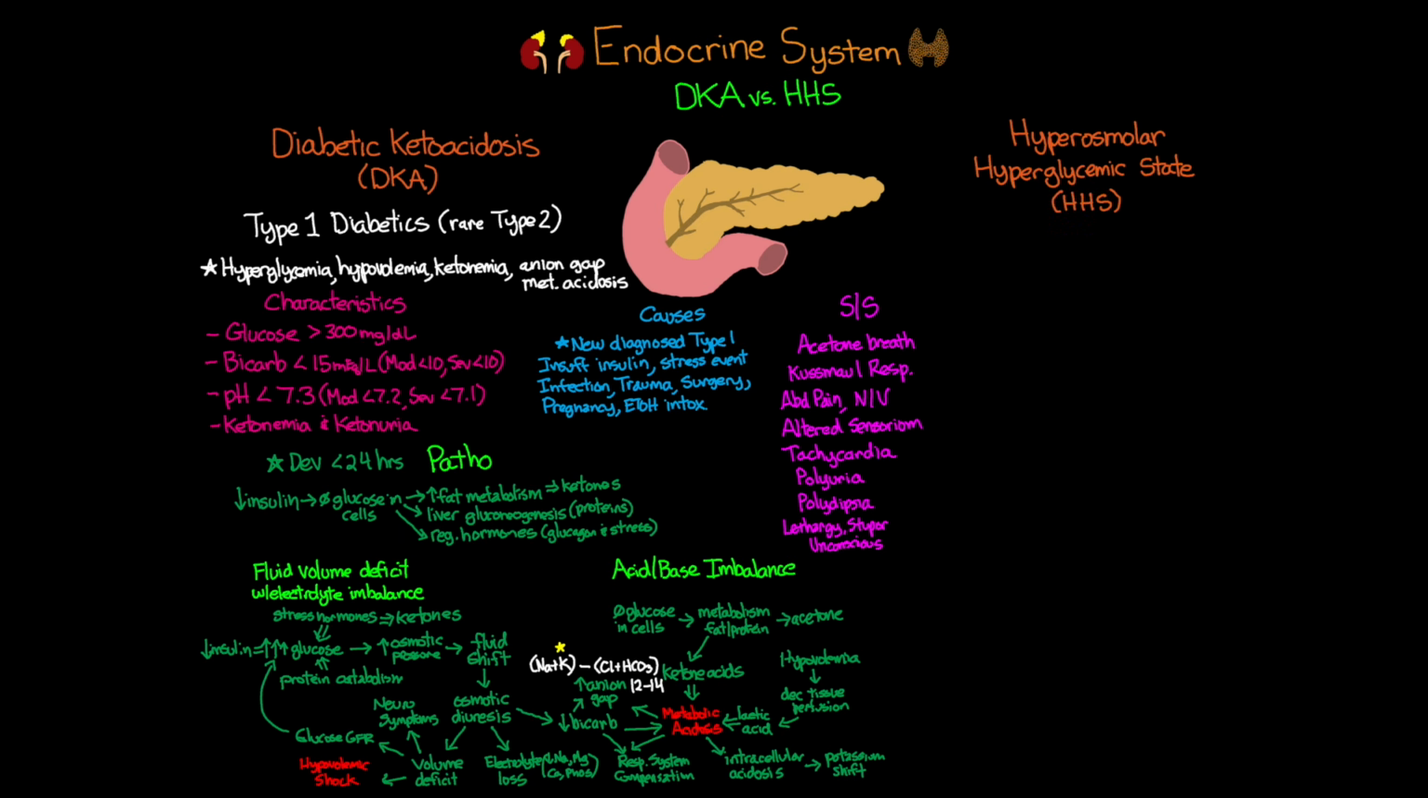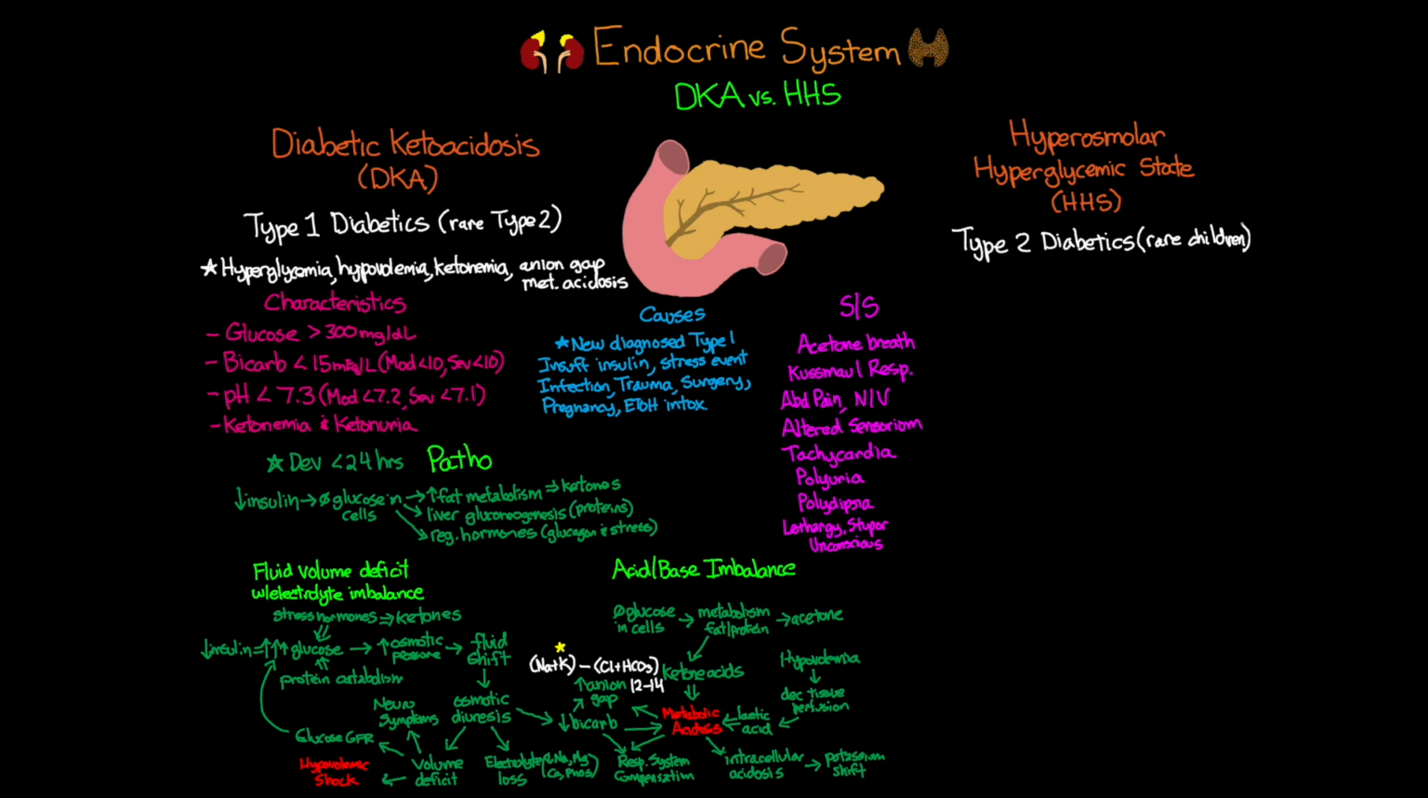but I actually want to move on right now and talk about our HHS. And so like we talked about with DKA, that's primarily going to be seen in our type 1 diabetics. HHS is typically going to be seen in our type 2 diabetics. But unlike type 1, which is oftentimes first diagnosed in children, it's going to be pretty rare for us to see type 2 diabetes in children.